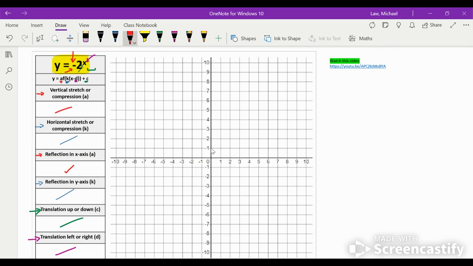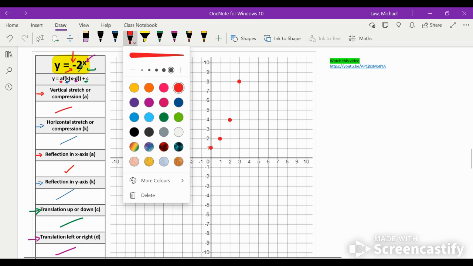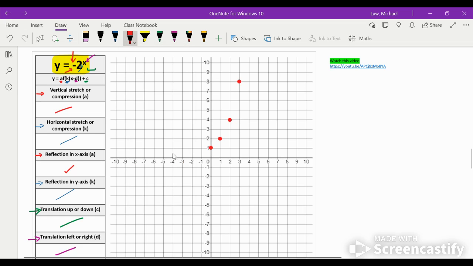We start with (0, 1), (1, 2), (2, 4), (3, 8). You can keep going if you want, but I am not going to do that. You want to now draw your exponential function like so.